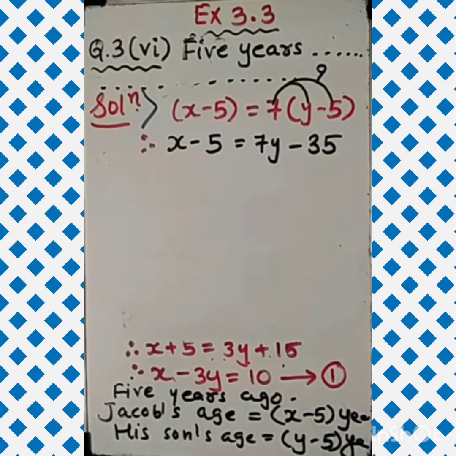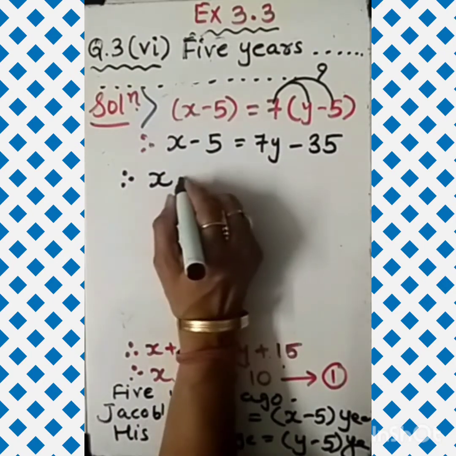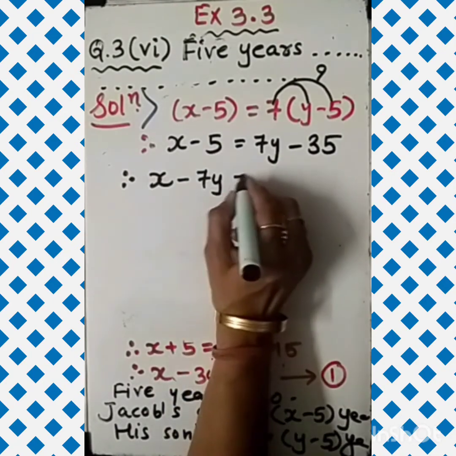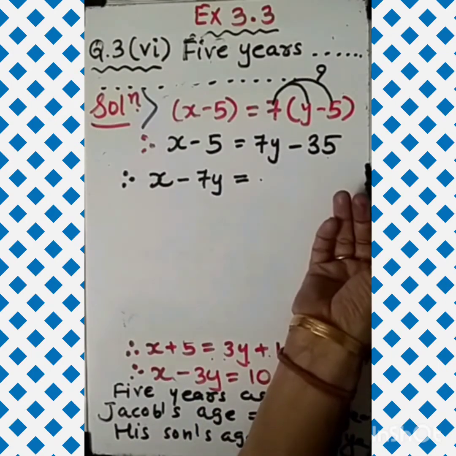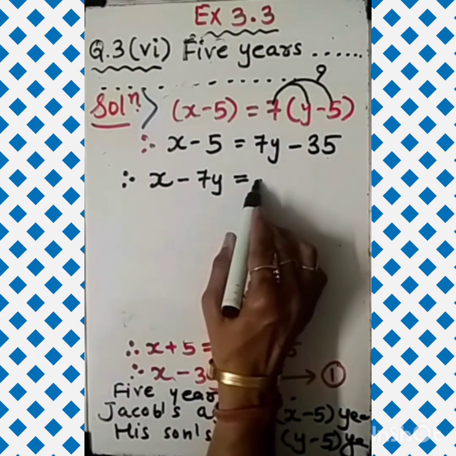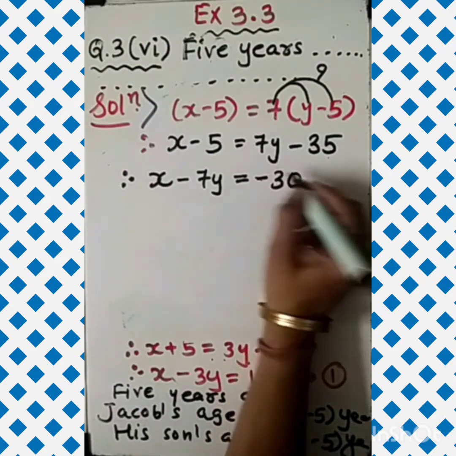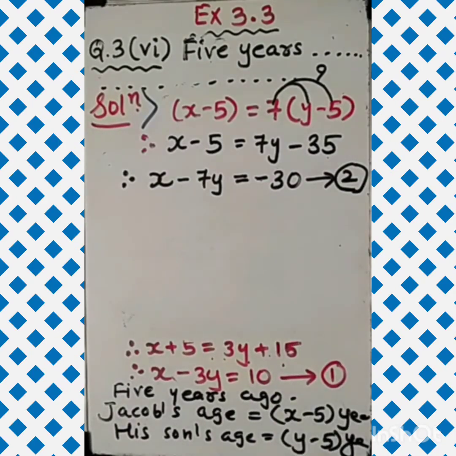Therefore, this minus 7y will come to this side, and this plus 7y will come to this side and become minus 7y, and minus 35 plus 5. Minus 35 is already here, plus 5 gives the result minus 30. Let's call this equation number 2.